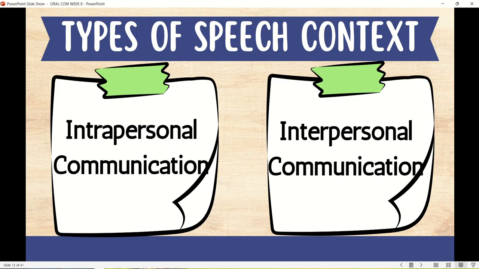Let's proceed to the types of speech context. So there are two types of speech context. The first one is the intrapersonal communication, and the second one is the interpersonal communication.